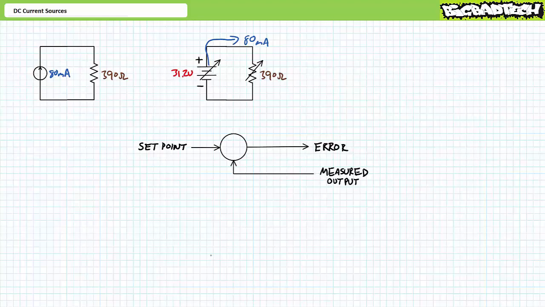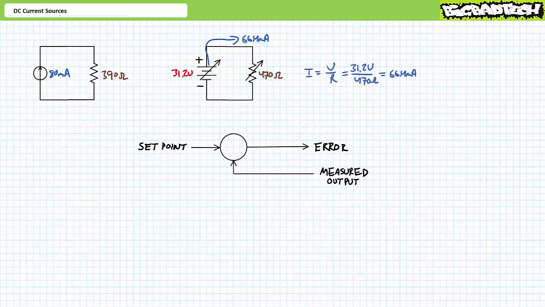The desired set point is 80 mA. The actual output is 80 mA. The error is 0 mA, and the adjustable voltage supply continues to supply our previously calculated 31.2 volts, sufficient to push the desired amount of 80 mA through the 390 ohm load resistor.